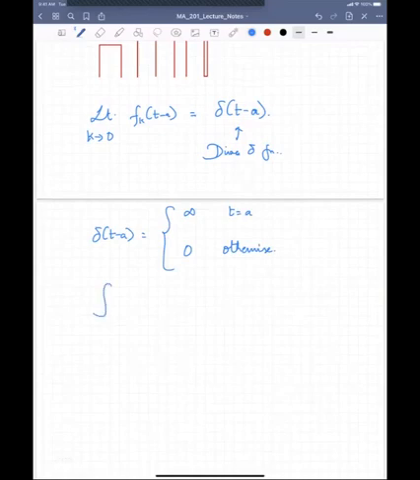Since by construction we have constructed it such that the area under this curve is always unity, the integral of delta(t minus a) dt is normalized to 1.